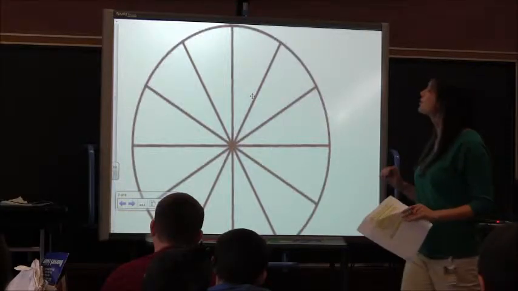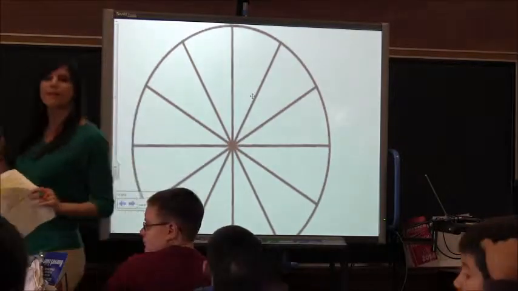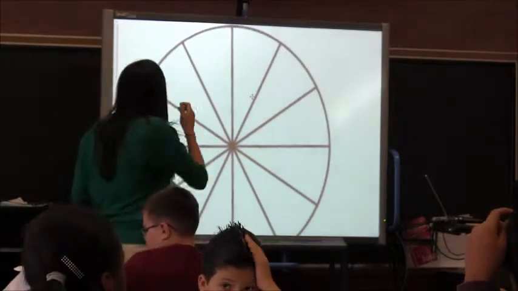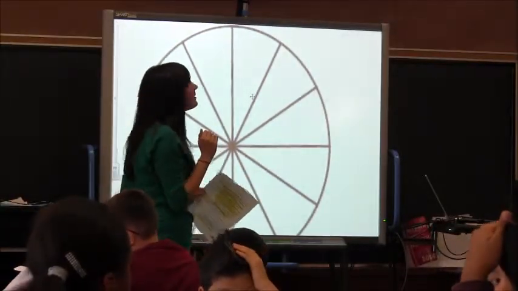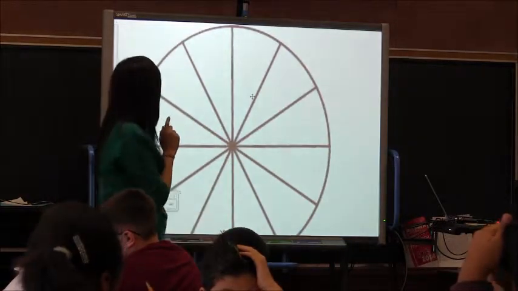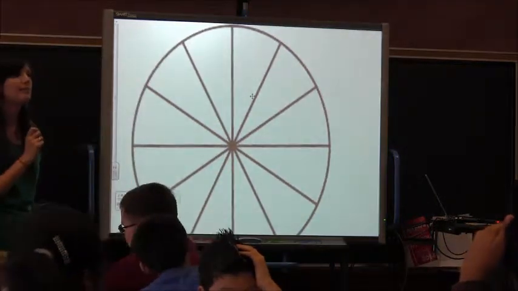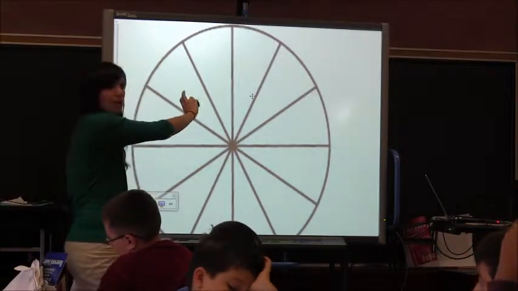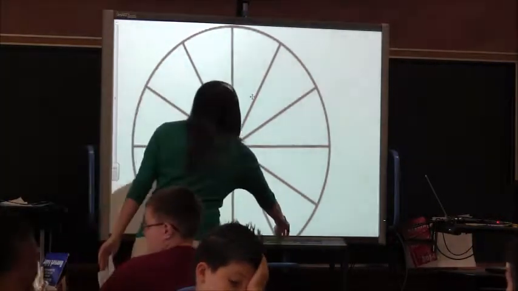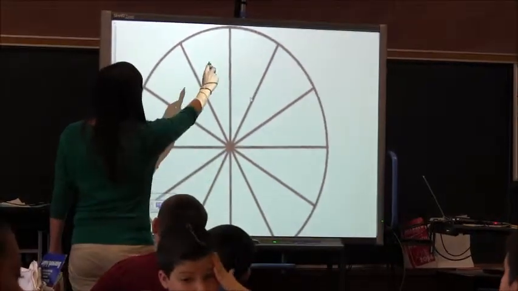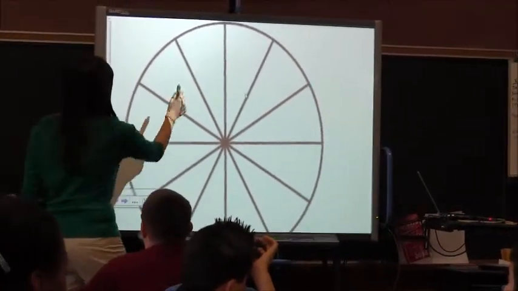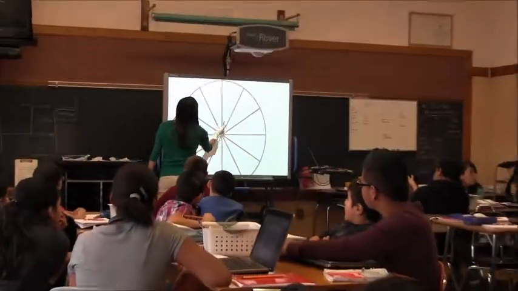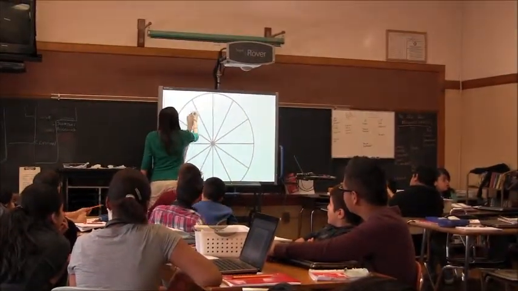Okay, so in your groups, you're going to have situations, and they're going to tell you how to make the pizza in a situation. So if mine said that 8 of the 12 pieces of pizza were covered in peppers, I would have to cover 8 of these 12 pieces of pizza in peppers, right? So all I'm going to do is count out 8 pieces. This is 1, 2, 3, 4, 5, 6, 7, 8.